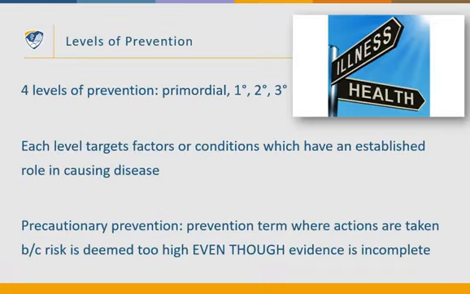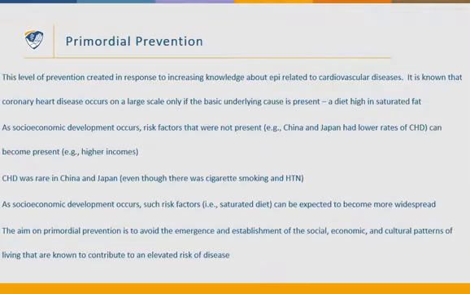That brings us to the levels of prevention. 4 levels of prevention: primordial, primary, secondary, and tertiary. Each level targets factors or conditions which have an established role in causing disease. Precautionary prevention. This is the prevention term where actions are taken because risk is deemed too high, even though evidence is incomplete. So like a 5th level of prevention.